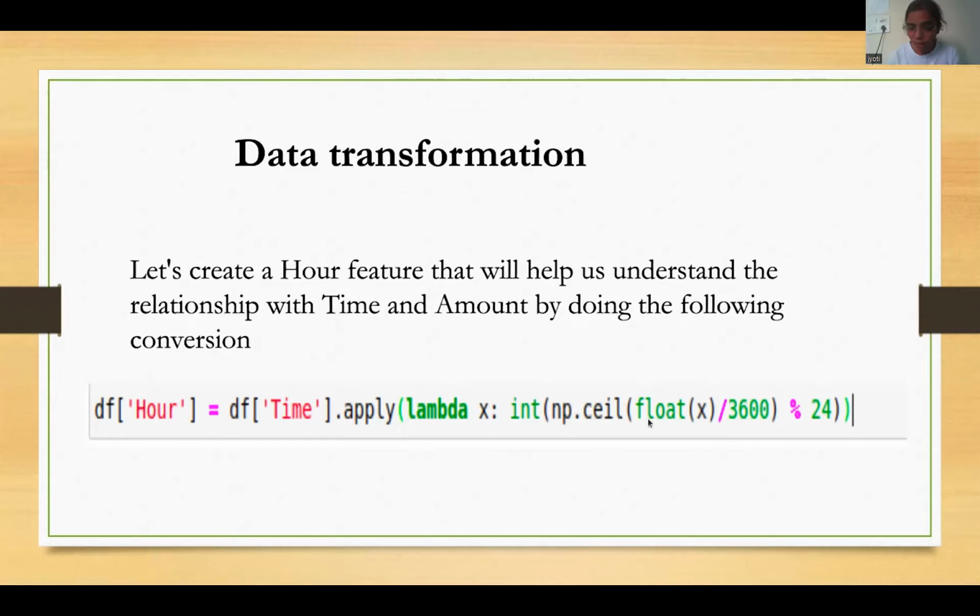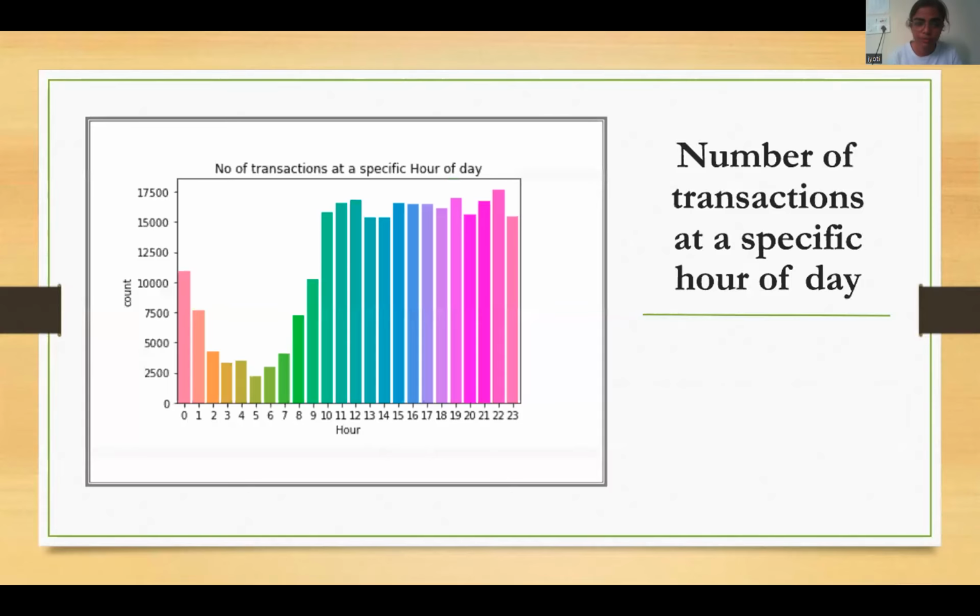The ceil function basically does this: we are just calculating the value, converting the seconds into hours, and it will be a floating value. So the ceil value will be converted into an integer. Here we have used int. It will convert into an integer, and then it will select the upper value. So we have transformed our time into hours.